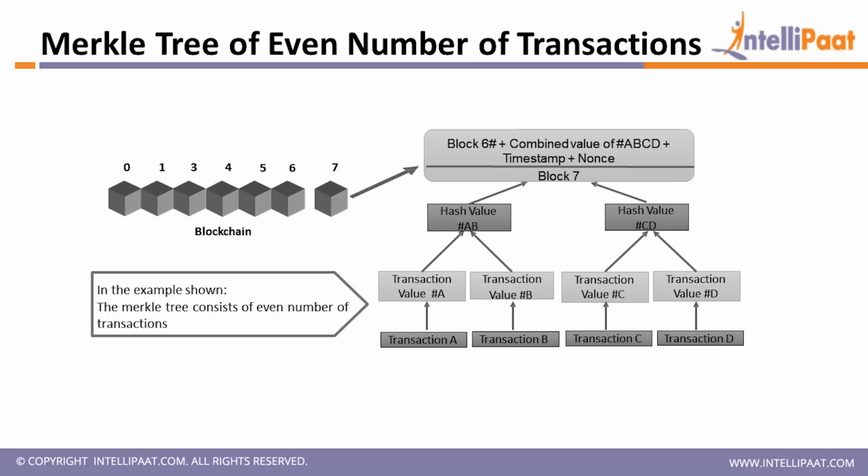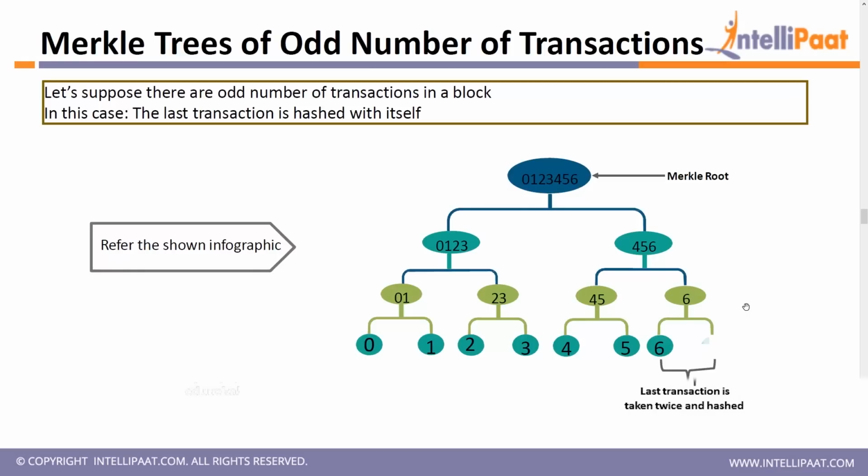What if we have an odd number of transactions? Let's suppose there are an odd number of transactions in a block. In this case, the last transaction is hashed with itself. What does this mean? It means if we depict the diagram here, we have an odd number of transactions and transaction number 6 does not have any pair to create a hash for. In this case, this number is hashed with itself. This way, if you have an odd number of transactions, the Merkle tree is calculated.